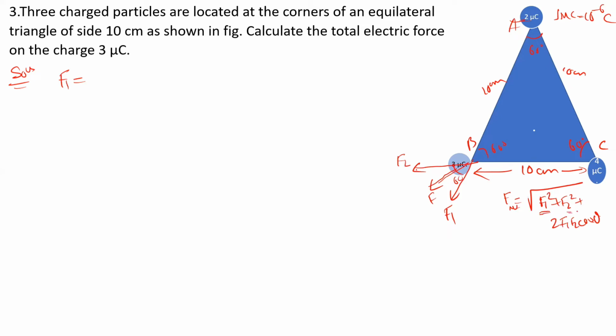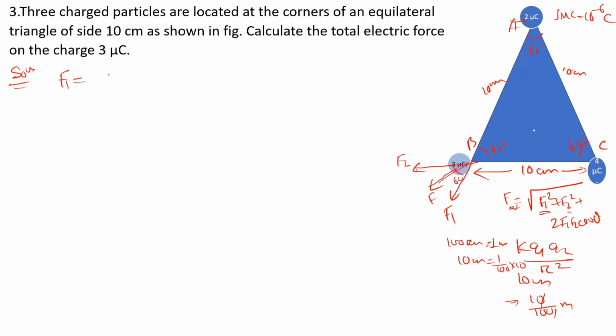Here F1 and F2 are the magnitudes of the forces, so first we will calculate the magnitude. Theta will be 60 degrees because it's an equilateral triangle. The formula is K Q1 Q2 by R squared. Here R is 10 centimeter, which you need to convert into the SI unit, meter. Because 100 centimeter equals 1 meter, 10 centimeter is 1 by 10 meter.